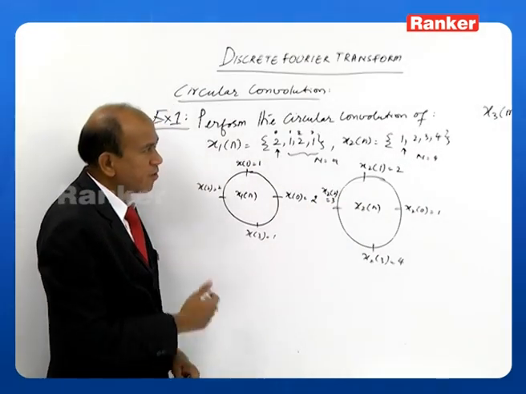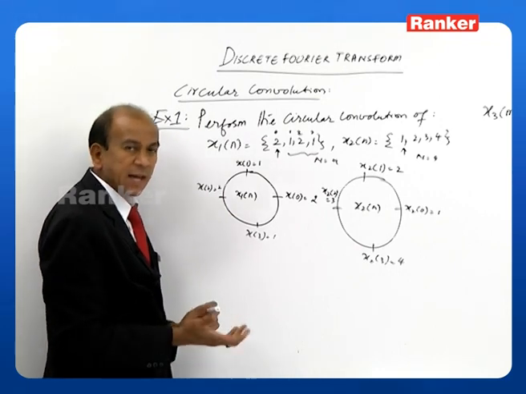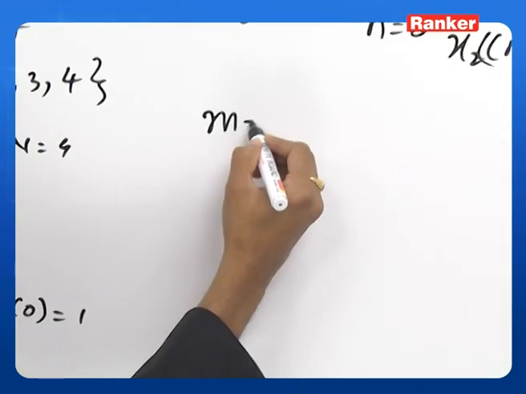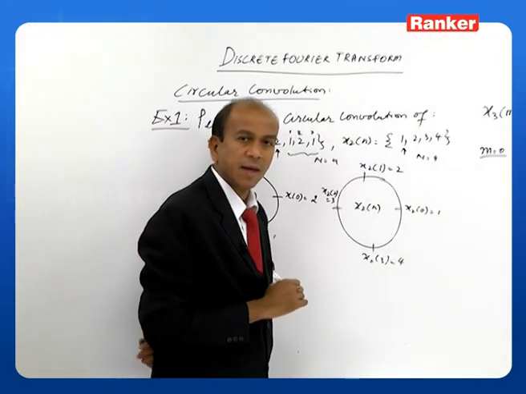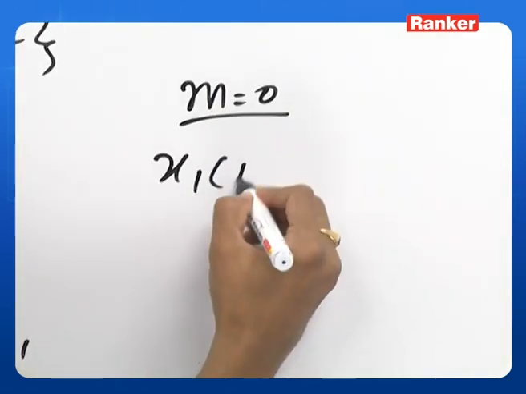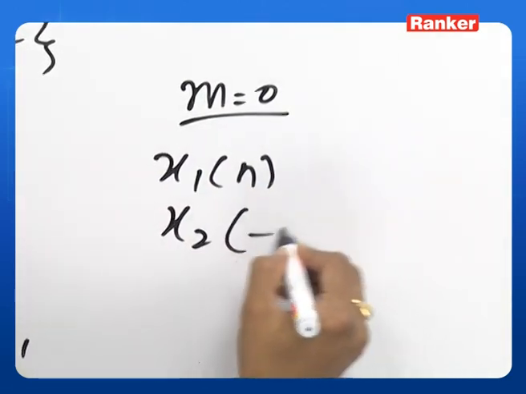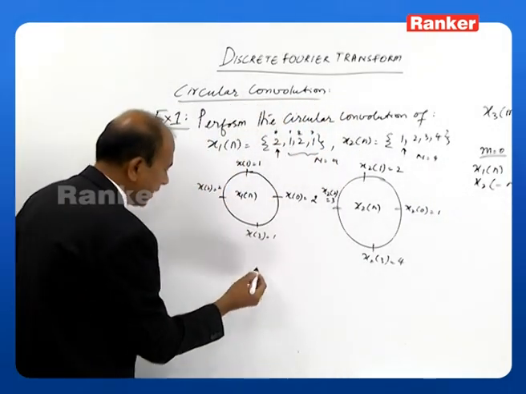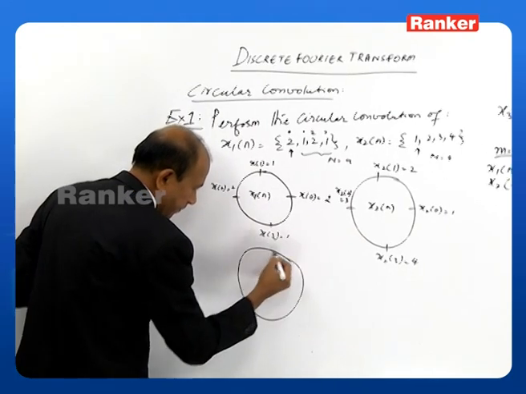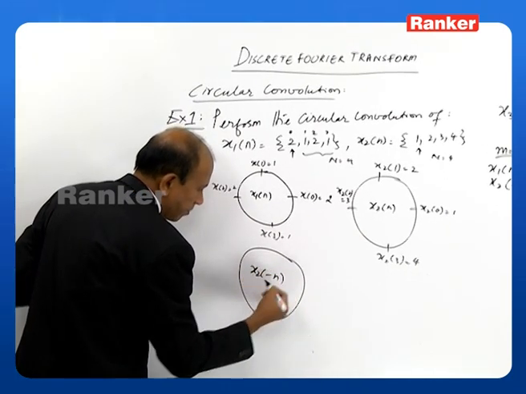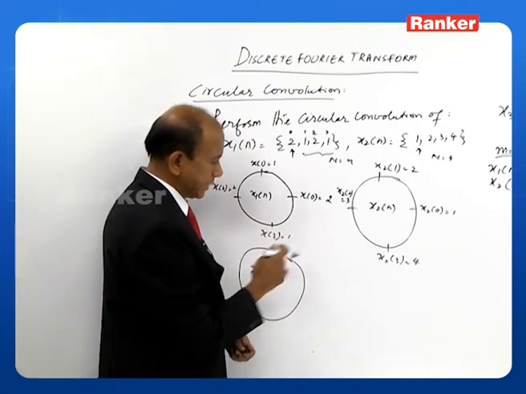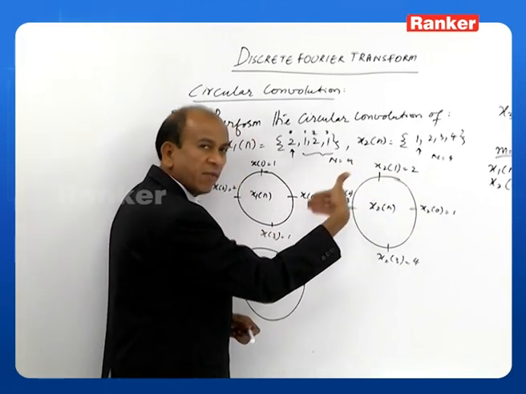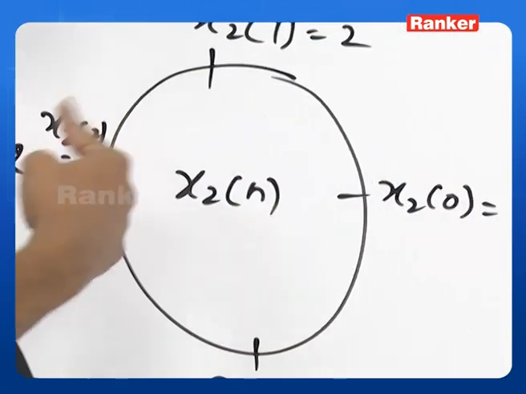Now the next job is, I have to find out what is x3 of 0, isn't it? So for that, when m is equal to 0, this x1 of n will remain the same, whereas x2 will become minus n. So let's draw a circle here, and I call this x2 of minus n. To calculate x2 of minus n, this is in the anti-clockwise direction. Now I make this clockwise direction.